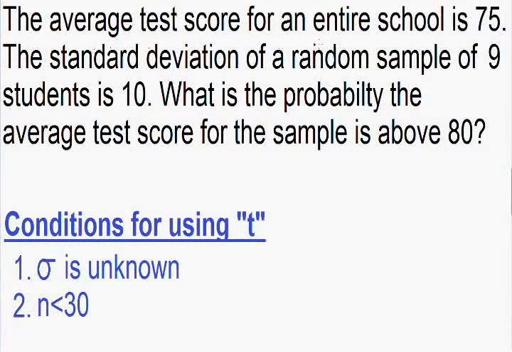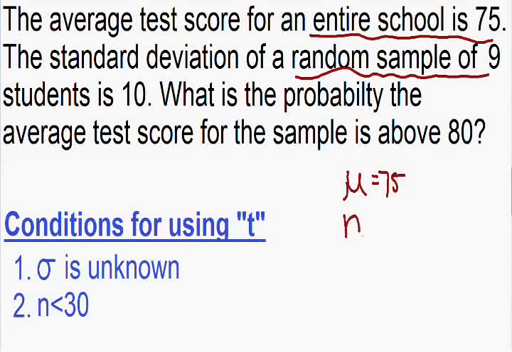In this example, it says the average test score for an entire school is 75. So once again, our population average is equal to 75. We have a random sample of 9 students, so our sample size is equal to 9. And it also says the standard deviation for the sample is equal to 10. So the standard deviation of the sample, which is S, is equal to 10. And once again, it's asking us, what is the probability that the average for the sample is above 80? So our sample average is equal to 80. We want to find the probability that it's above 80.